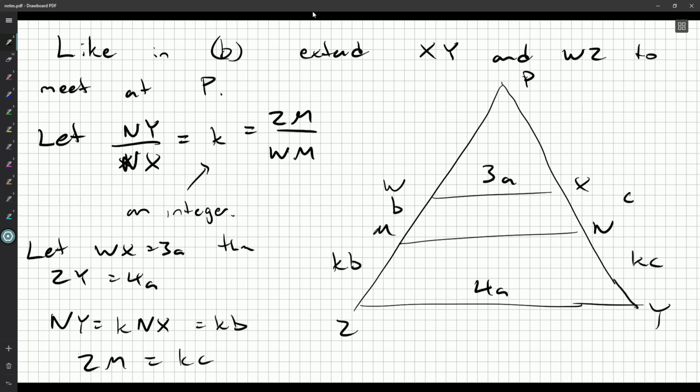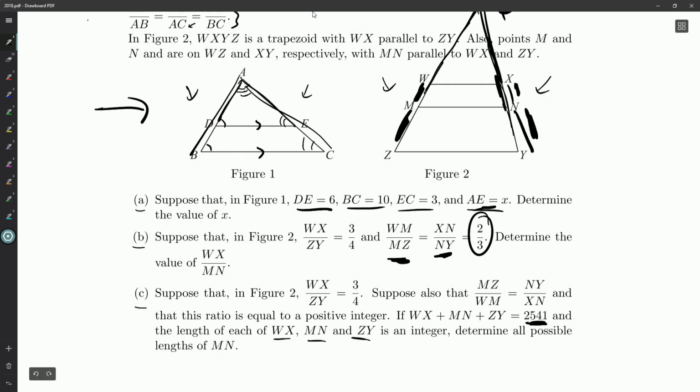And now, is it as simple as just saying let this be 3E and 3F and going from there? What did we know the sum was? We know the sum is 2,541, and that's ZY, MN, and WX. Okay, we know that they're integers. The only variability we know is sort of this K value here.